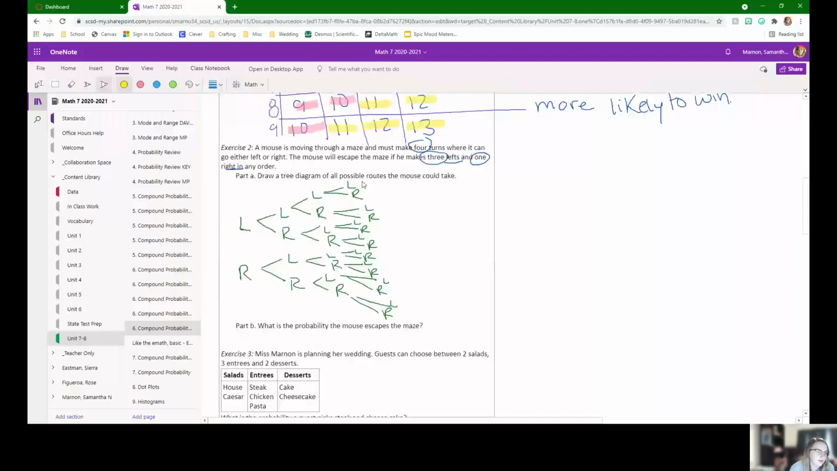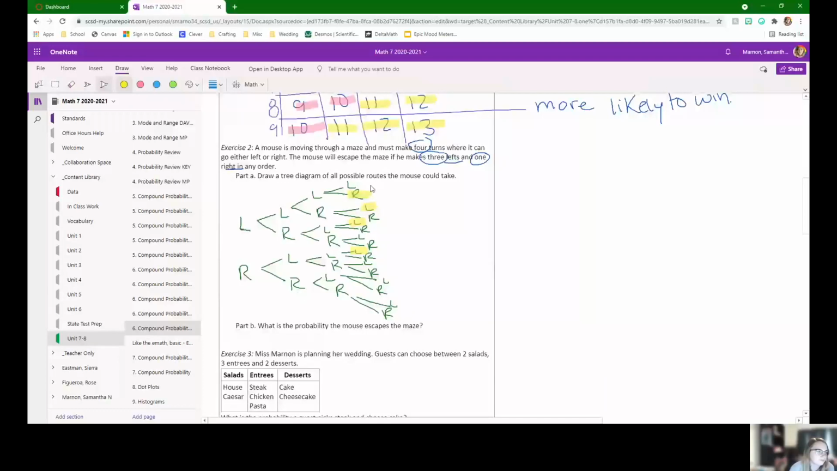So left, left, left, left won't work, but left, left, left, right does. Left, left, right. If he goes left, that will work, but if he goes right, it won't. Left, right, left, left will work. Left, right, right will not. Left, right, right, left won't. Left, right, right, right won't. Right, left, left, left works. Right, left, that won't work. Right, right, it's already not going to work. We have too many rights.